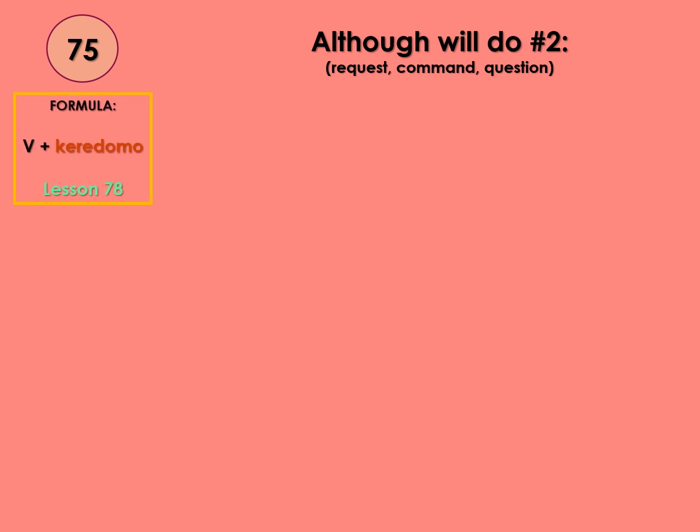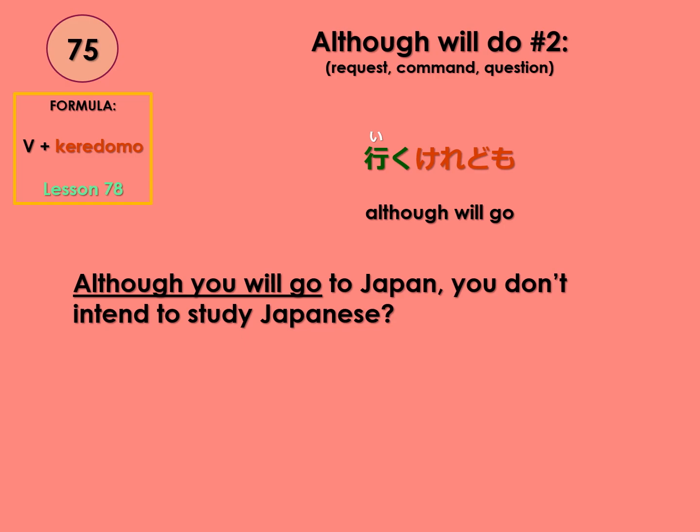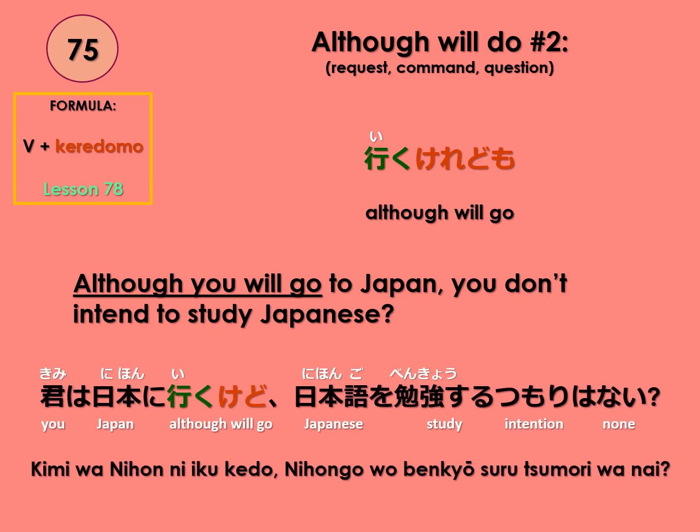Formula is full conjugation of the verb plus keredomo or its variants like kedo or keredo. Also lesson 78. Although will go. Iku keredomo. Although you'll go to Japan, you don't intend to study Japanese. Kimi wa Nihon ni iku kedo, Nihongo o benkyou suru tsumori wa nai?